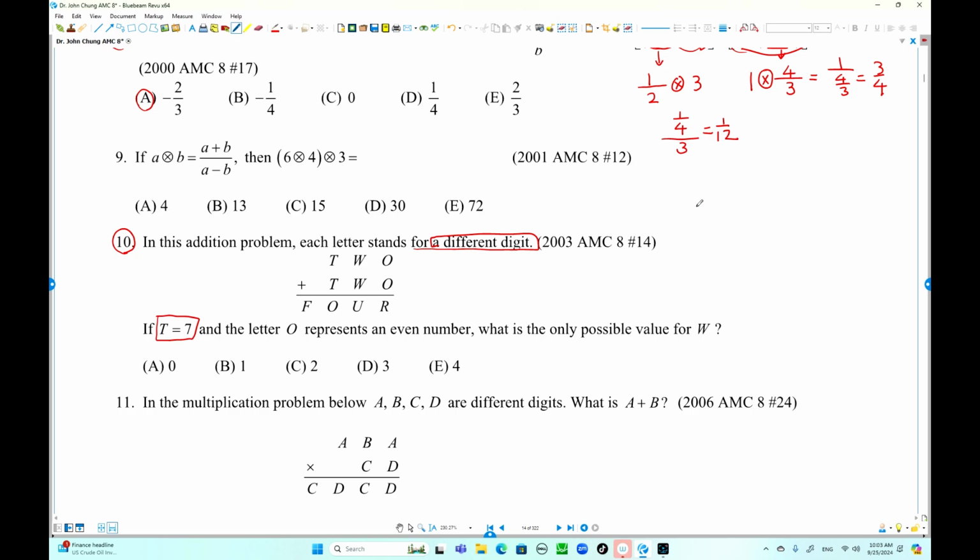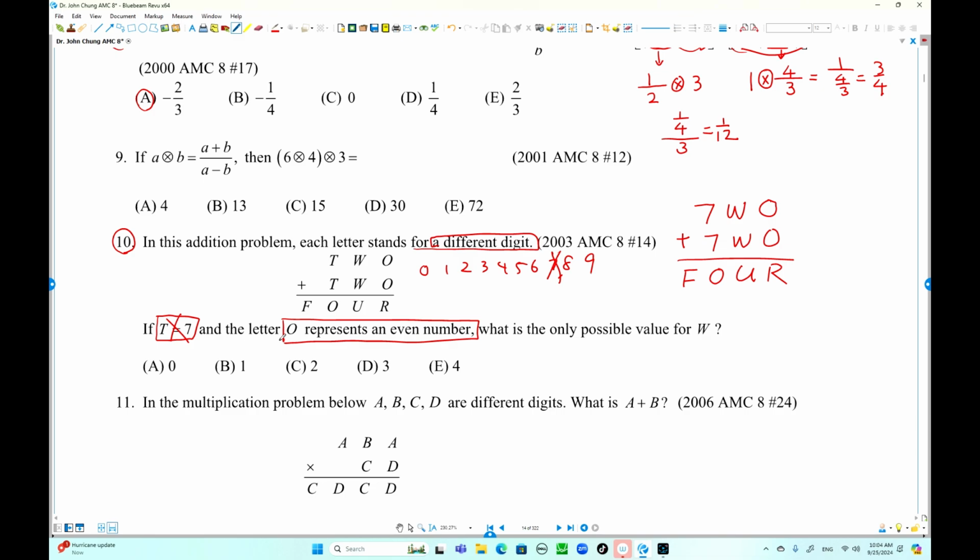You can try 7WO plus 7WO equals 4UR. So we don't need this one anymore. But remember we used 7 already. The other letters stand for maybe 0, 1, 2, 3, 4, 5, 6, 7, 8, 9, but 7 is unavailable. The next one: the letter O represents an even number. That is another constraint.